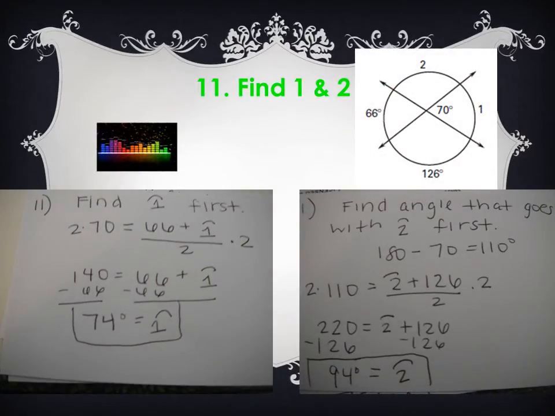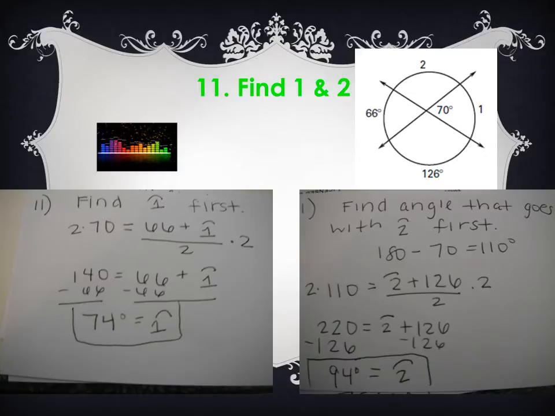This is a two-part problem using the same properties that we've done in previous problems. We need to first find arc 1. Arc 1 goes with an angle whose vertex is inside the circle. So we need to use the formula angle equals arc plus arc over 2. The angle is 70 degrees, one of the arcs is 66 degrees, and one of the arcs is arc 1, which we don't know. So to set up our equation, we get 70 equals (66 plus arc 1) divided by 2.